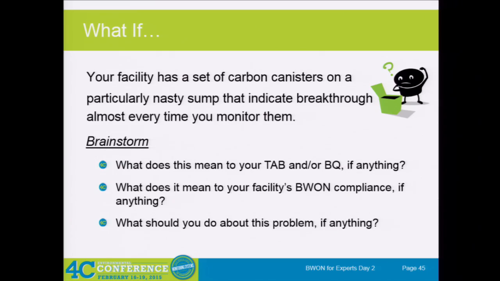All right, so if your facility has a set of carbon canisters on a particularly nasty sump that indicate breakthrough almost every time you monitor them, what does it mean to your TAB or BQ, if anything? Does it mean anything? No, probably shouldn't. What about overall B1 compliance?